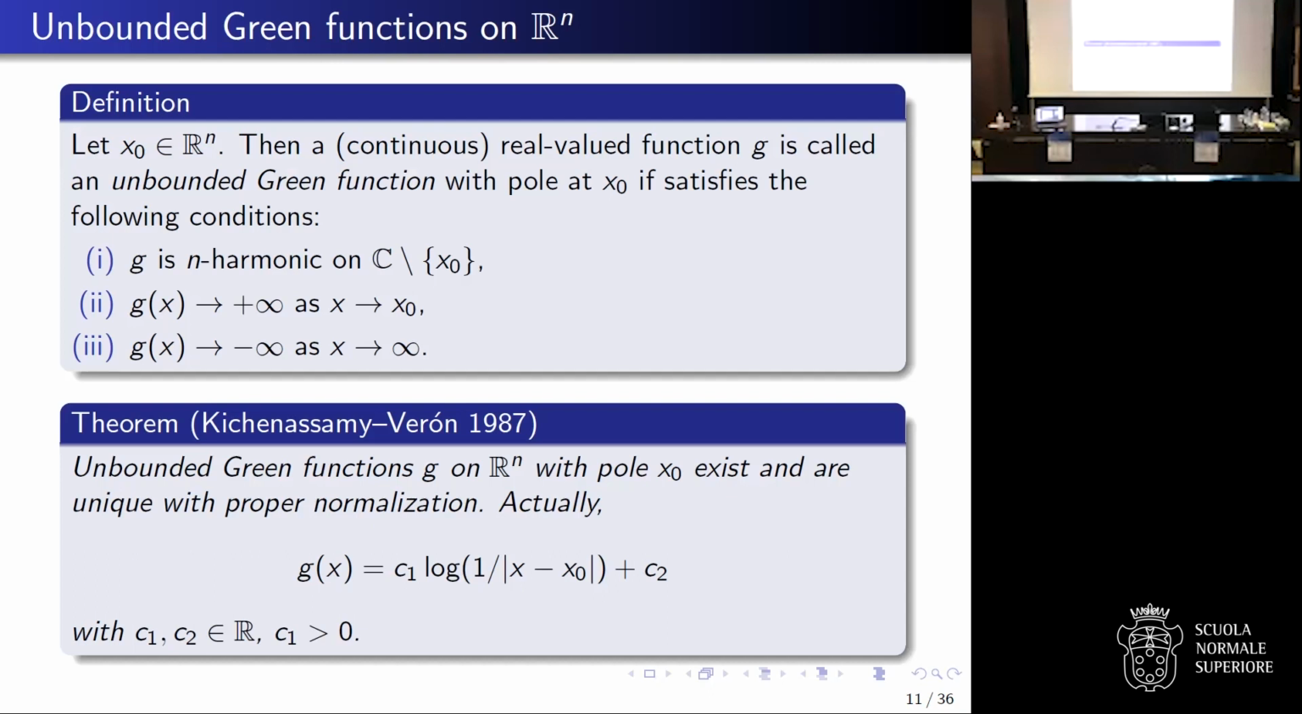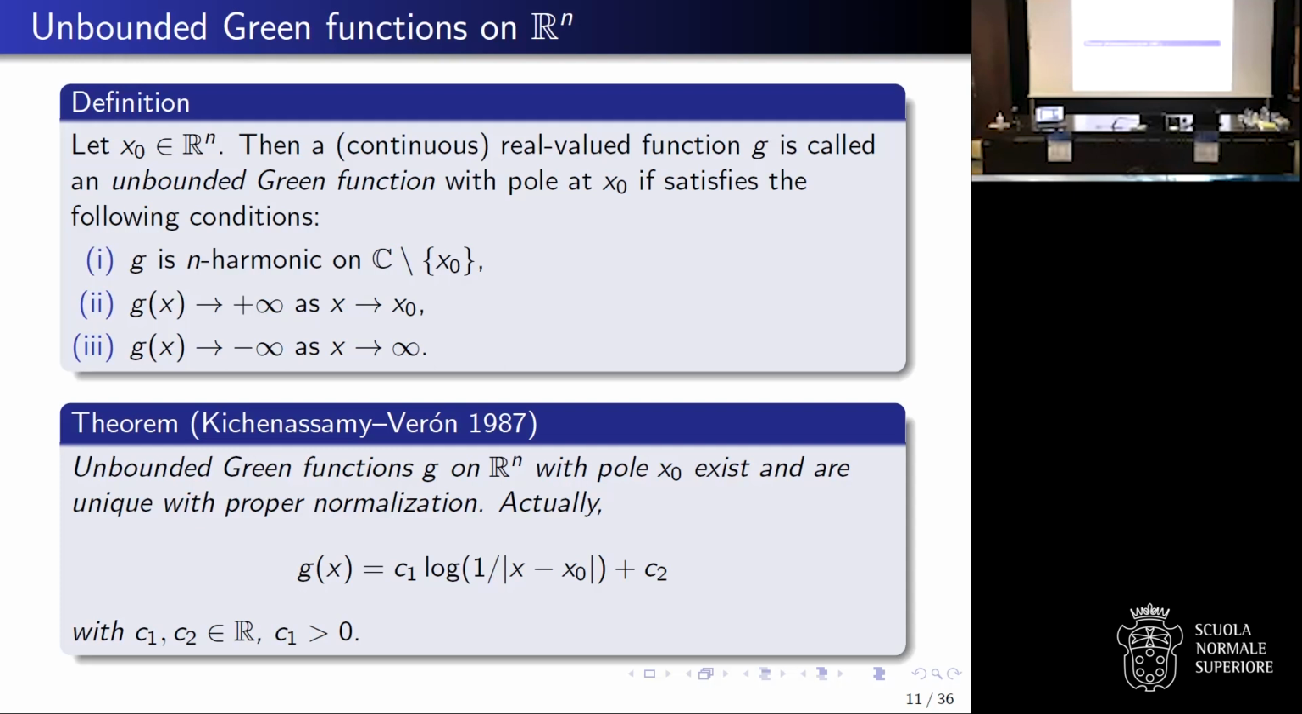So for the rest of my talk, I will look at these so-called unbounded Green's functions, and I will soon drop this word unbounded. I don't have to worry about continuity properties because it follows from the regularity theory of my equations that whenever I have this harmonicity, I get continuity automatically. So I can always assume that my functions are continuous. And again, I have some kind of prescribed pole, and I want to assume that the function is n-harmonic on R^n outside the pole. Near the pole, I want to have some blow up. The function should go to plus infinity. And if I approach infinity, then the function is supposed to go to minus infinity.